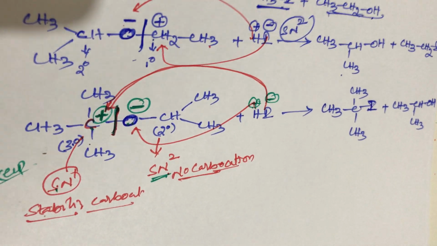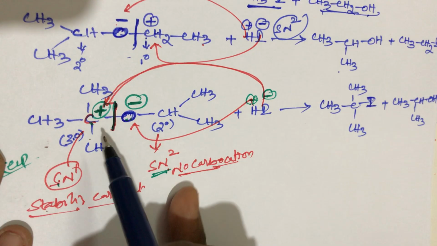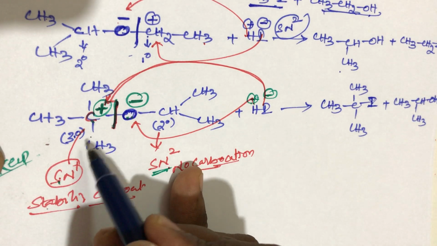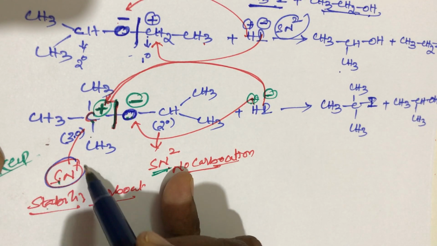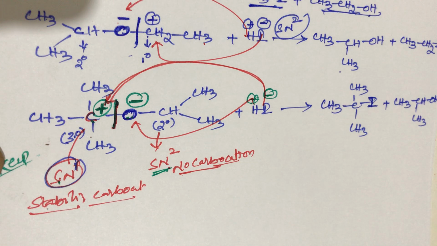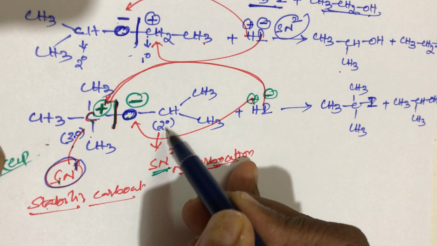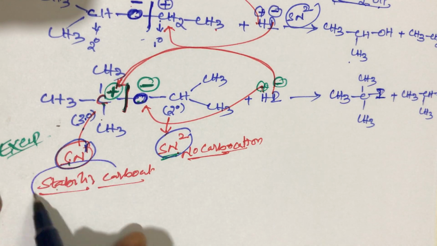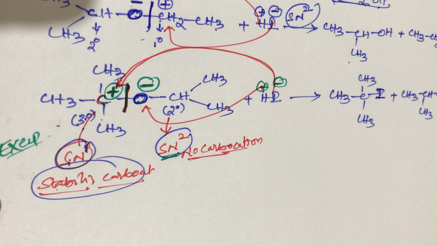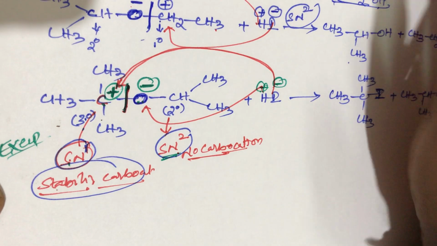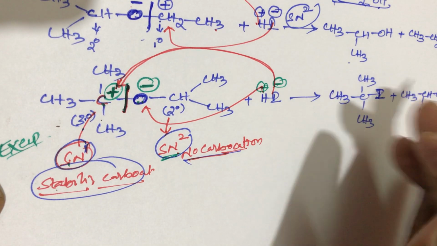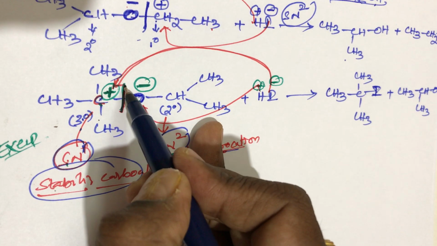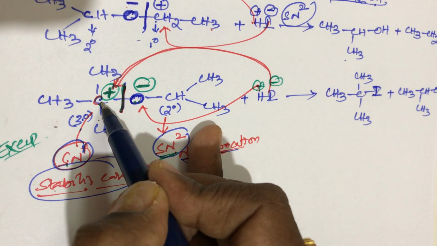But in this case, student, the compound has one tertiary alkyl group and one secondary alkyl group. Generally the tertiary alkyl group follows the SN1 mechanism, but the secondary alkyl group follows the SN2 mechanism. In SN1 an intermediate stable carbocation is formed, but in SN2 there is no intermediate carbocation. So here a tertiary carbocation is formed, and bond cleavage occurs between the tertiary carbon and oxygen.